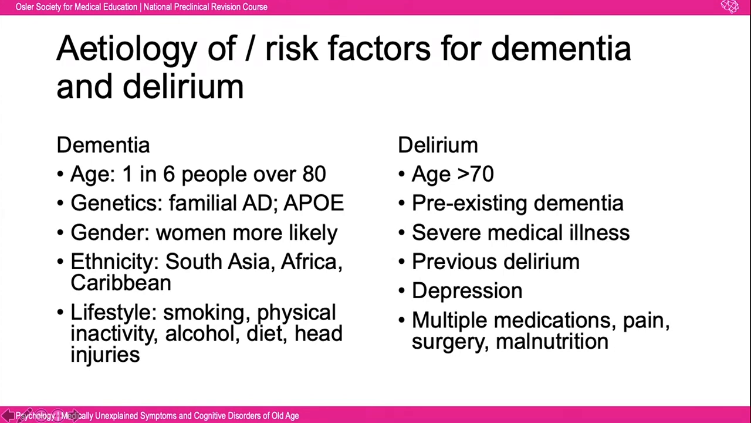So now, which of these best discriminates between dementia and delirium? That's great. So with dementia, you tend to get a steady decline, while with delirium, it's more acute.